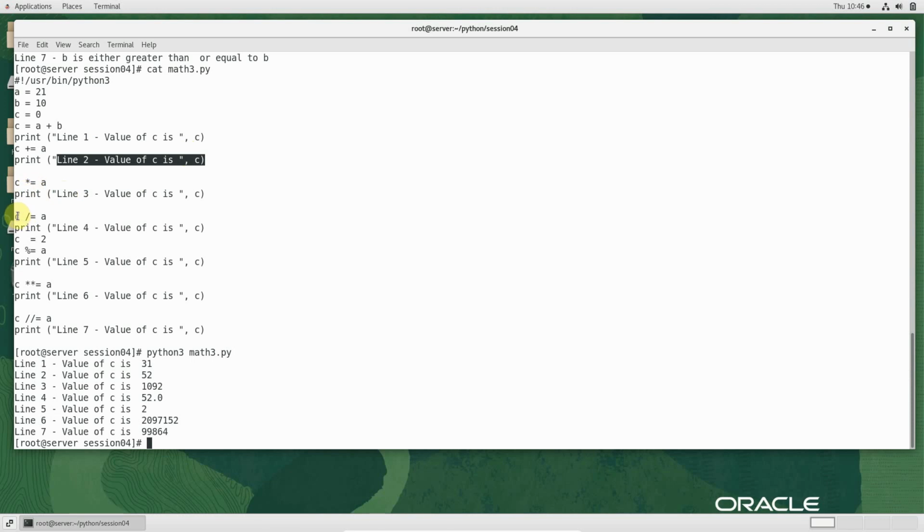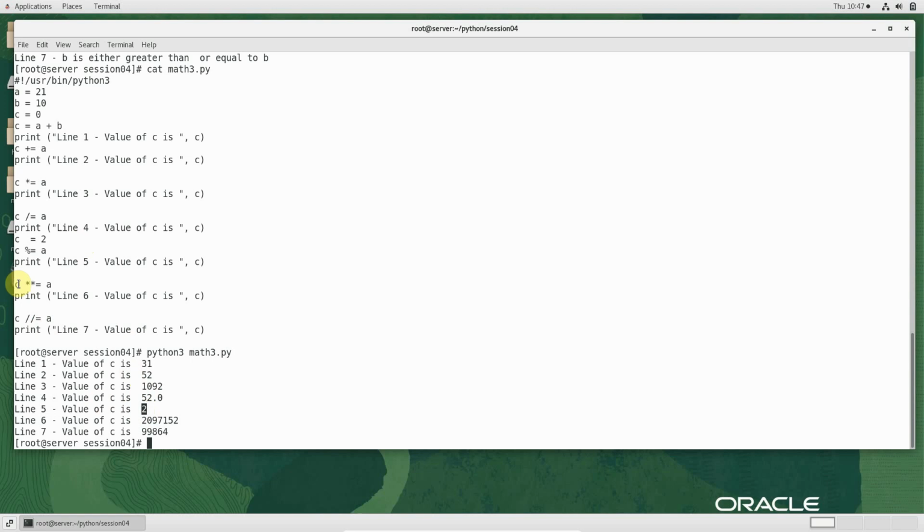Similarly, c multiply equal to a, which means c is equal to c multiplied by a. So this will give you c equal to c multiplied by a, which is nothing but 52 multiplied by 21. That comes out to be 1092. Similarly, c percent equal to a, that means c is equal to c percent a, and we want to see only the remainder. So you will get this line number 5, which is remainder is 2.